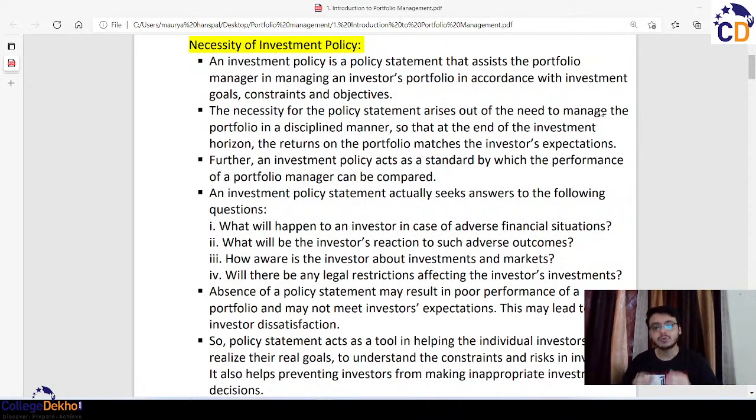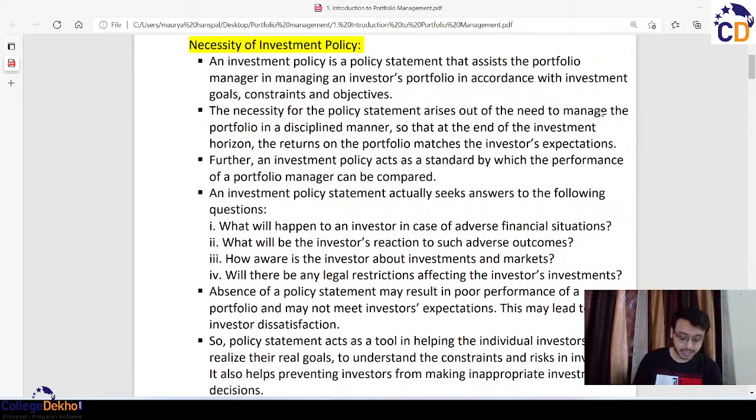Because ultimately, if you are investing into a portfolio, you would always want the returns you are expecting at the end of that particular period to match your expectations. Further, an investment policy acts as a standard by which the performance of a portfolio manager can be compared. We give a standard: this is the minimum return we want, these are our goals, these are our constraints, these are our objectives. On the basis of that, we want a sufficient return.